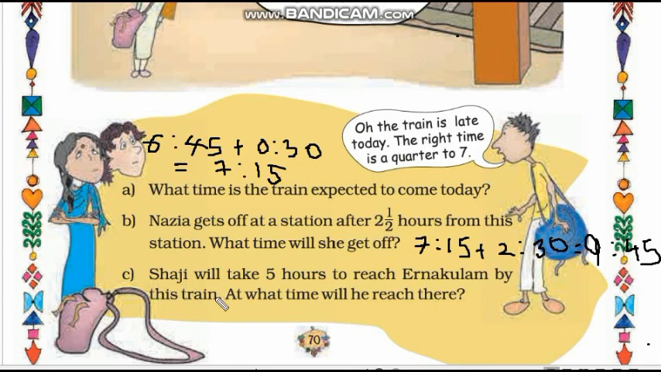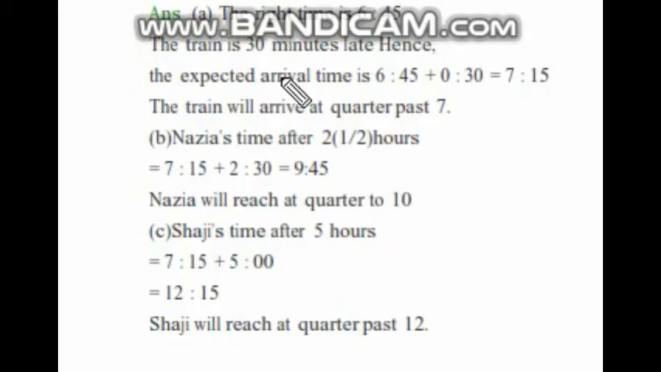Now question C. Shaji will take 5 hours to reach Ernakulam by this train. At what time will he reach there? So here also we have to add this 5 hours to 7:15 hours. So we will get the answer. 7:15 plus 5 is equal to 12:15. So Shaji will reach there at 12:15 hours. Here we have to write H. So you can write the solution of this question in this way.